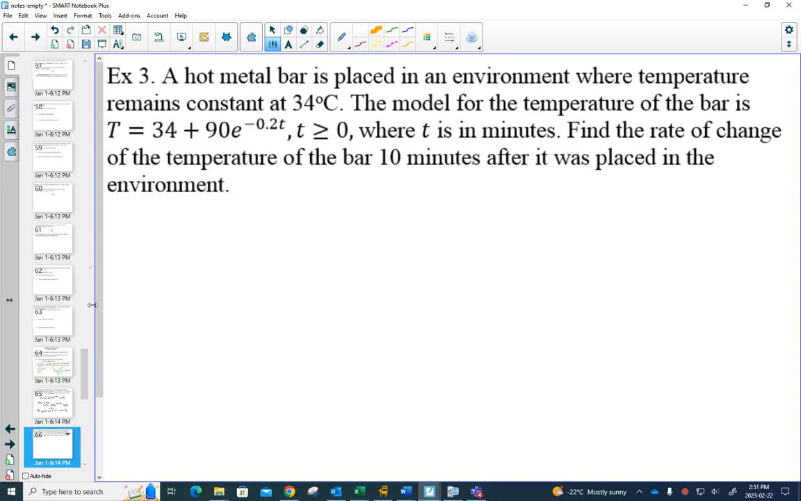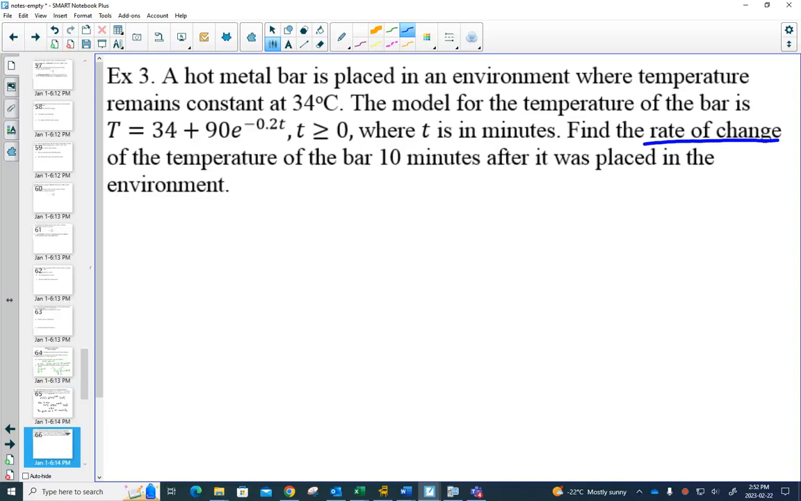So what we're looking for in these questions as far as wording goes, anytime that they're looking for a rate of change, you know they're looking for a derivative. So here's a hot metal bar is placed into an environment where the temperature remains constant at 34 degrees. That is very warm.